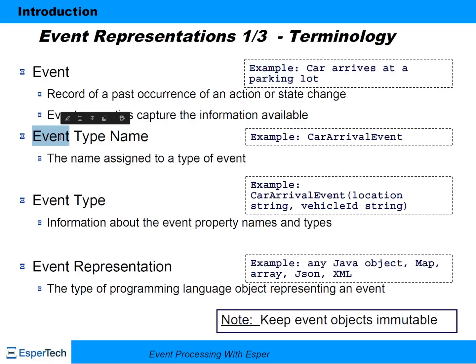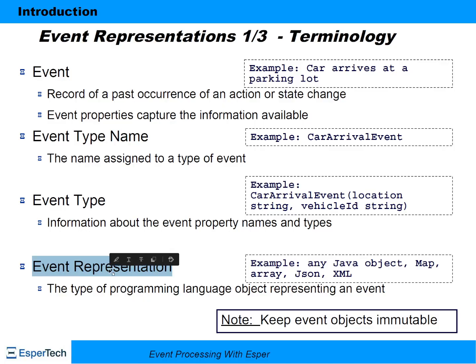Event type name is the name assigned to a type of event. Let's call the event describing the car arrival a car arrival event. Event type includes the information about the event property names and property types. The example, car arrival event, has a location property of type string and a vehicle ID property of type string.